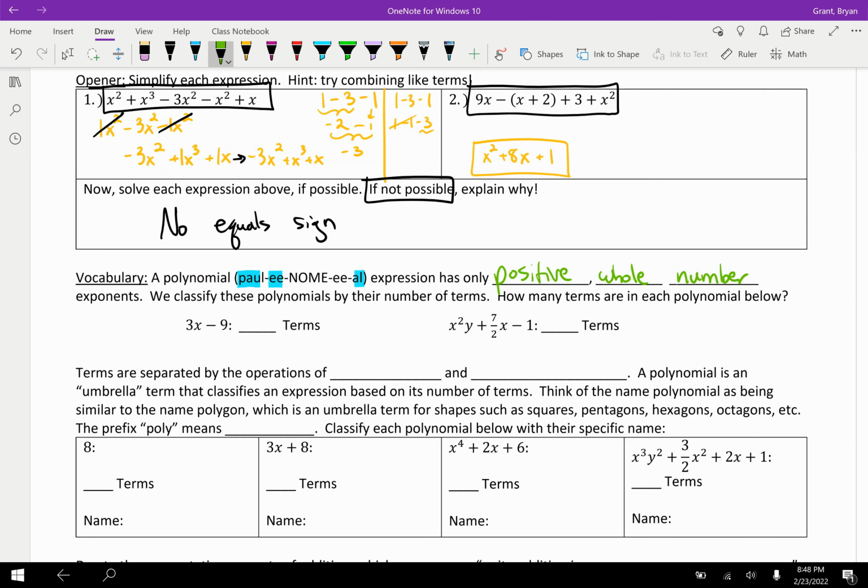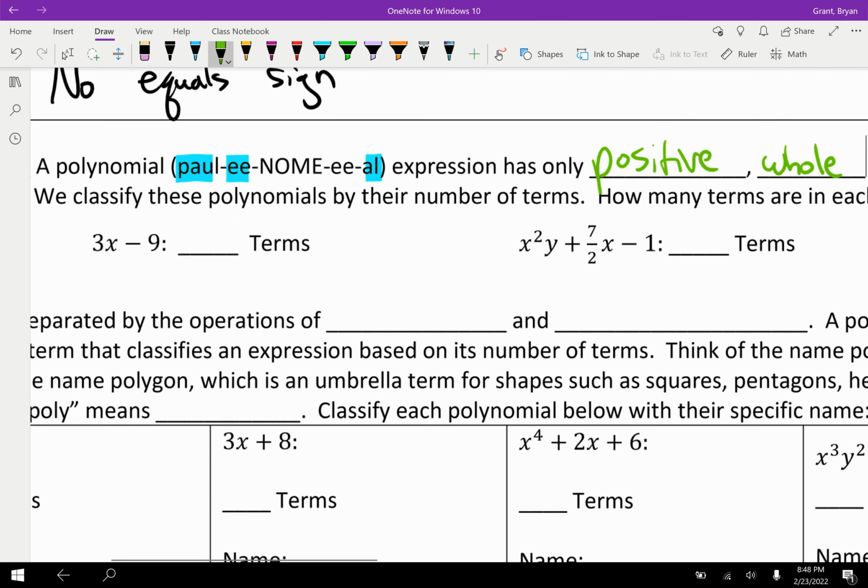Polynomials, though, are what we're studying this unit, and it's any expression that has only x to some power or y to some power, nothing else there. We classify or we name these polynomials by how many terms they have. So for example, down below, how many terms are in 3x minus 9? Well, hopefully you said 2, because there is a 3x, that's one term, and there's a minus 9, that's a second term.